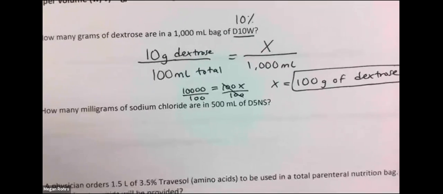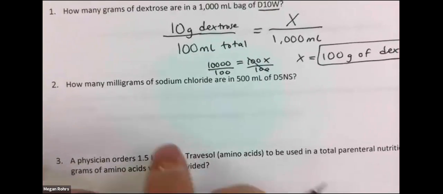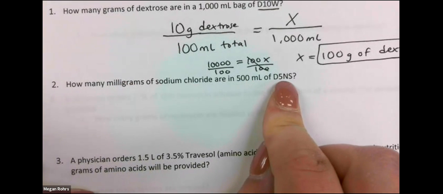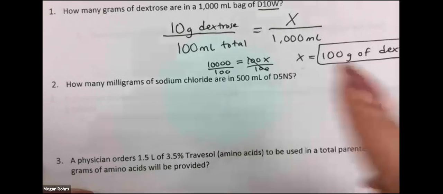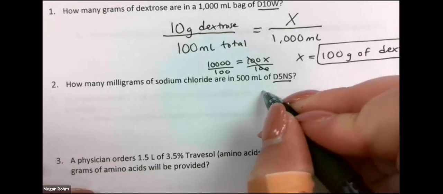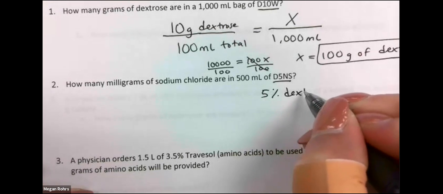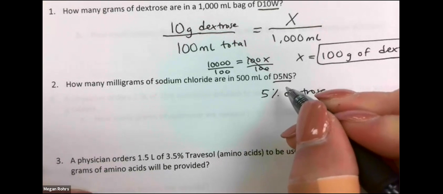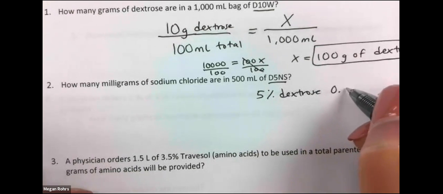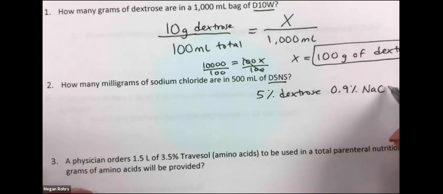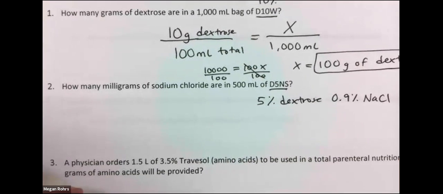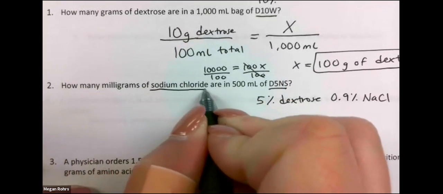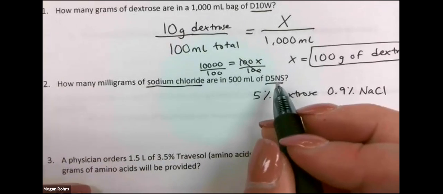All right, number 2. How many milligrams of sodium chloride are in 500 mils of D5NS? Well, first, let's take a look at what this means. 5% dextrose in normal saline. So look at your chart. Normal saline is 0.9% sodium chloride. Now, go back to your question. How many milligrams of sodium chloride are in 500 mils of D5NS?